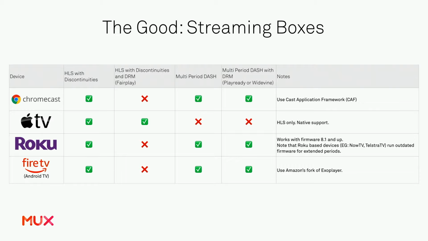The streaming boxes, so the Chromecasts, the Apple TVs, the Rokus, the Fire TVs, these sorts of things. You can target these devices pretty well with things like HLS with discontinuities. Actually works natively on all of these. Only gets you so far without DRM. The only place you can do HLS with DRM is obviously Apple TV. When you're talking about the other devices, multi-period Dash kind of works pretty much just fine across these devices. So this is the good situation.